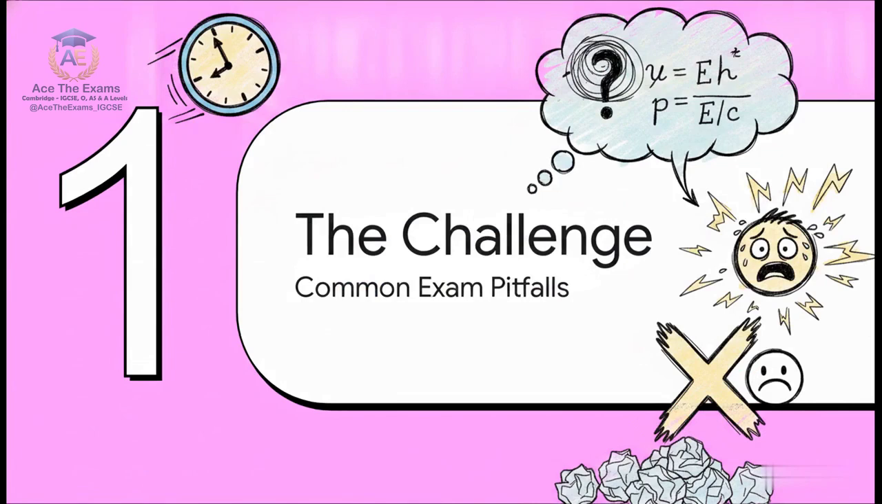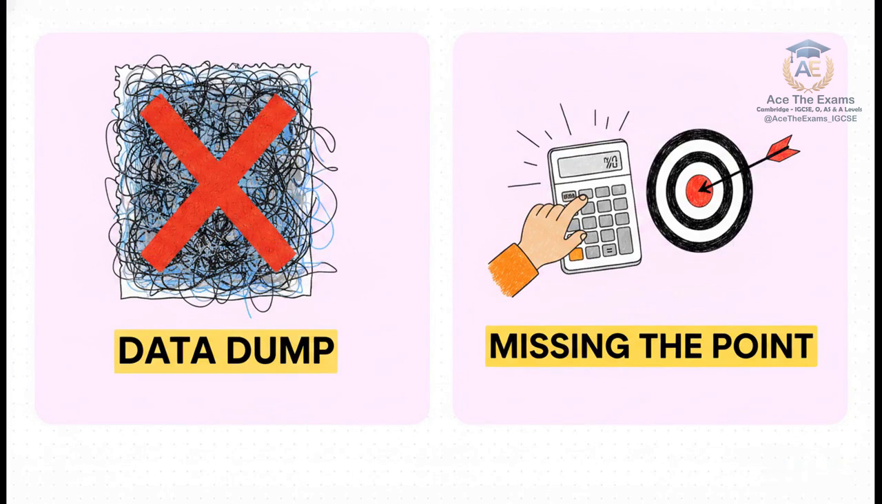All right, let's kick things off with Section 1, the challenge, common exam pitfalls. You know, the Cambridge exam hall is an incredibly high-stakes environment. The clock is ticking down, the pressure is immense, and when students open that booklet and see a complex quantum physics question involving P equals E over C, sheer panic often sets in. And that panic? It leads directly to some incredibly common pitfalls.